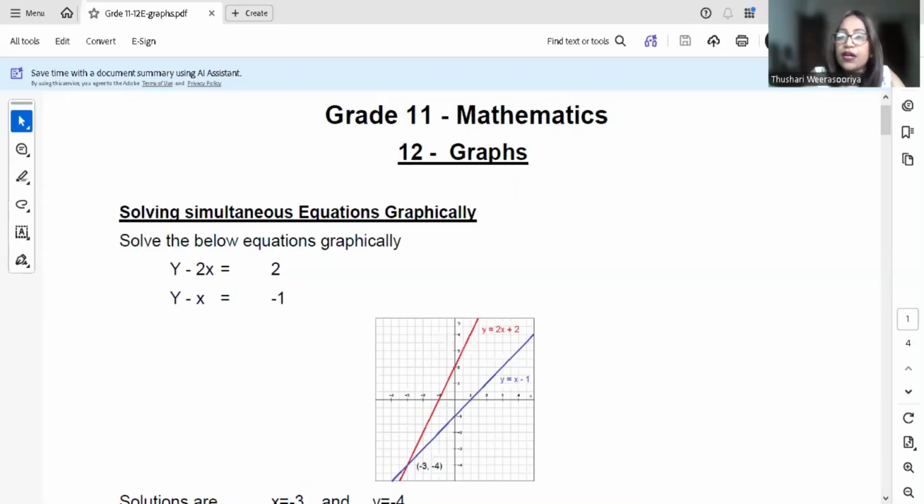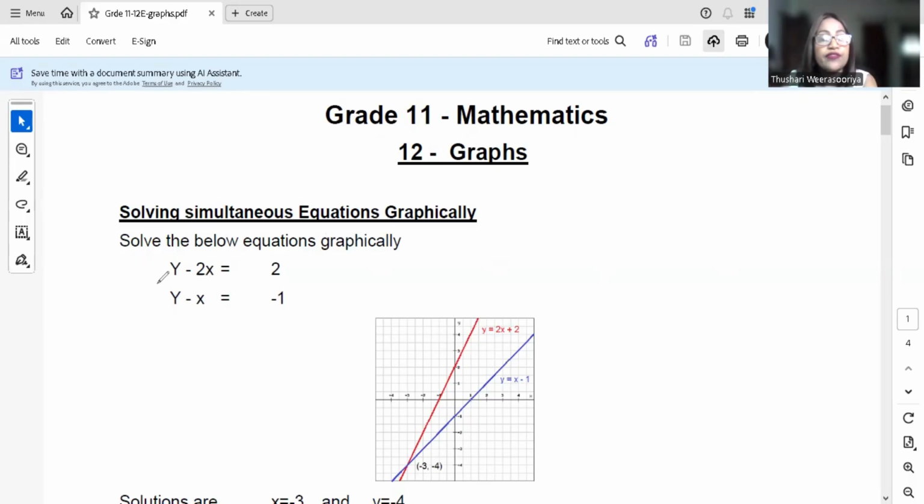Today I'm going to do the grade 11 English medium second term graphs chapter. The first part of the graph is how to solve simultaneous equations using graphs. Actually, I would say that is an unwanted method, right? Because you know how to solve simultaneous equations using the algebraic method.